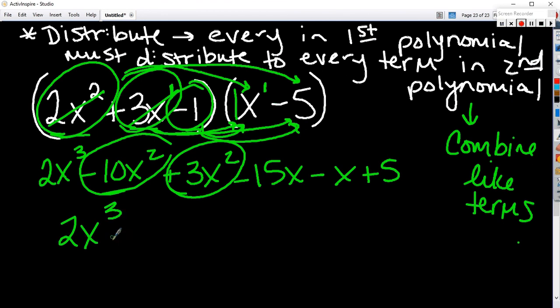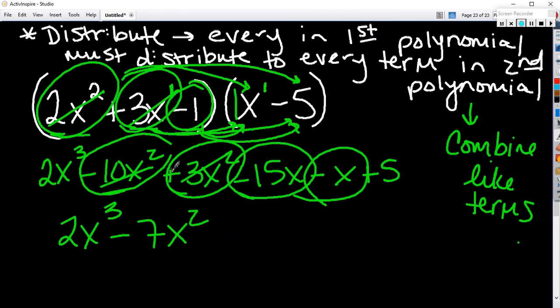So 2x cubed, negative 7x squared, negative 16x plus 5. Does that make sense? That's the answer. That's it. Division is a whole nother day. Well, it'll take us probably 2 or 3 days to get through division. Yes.